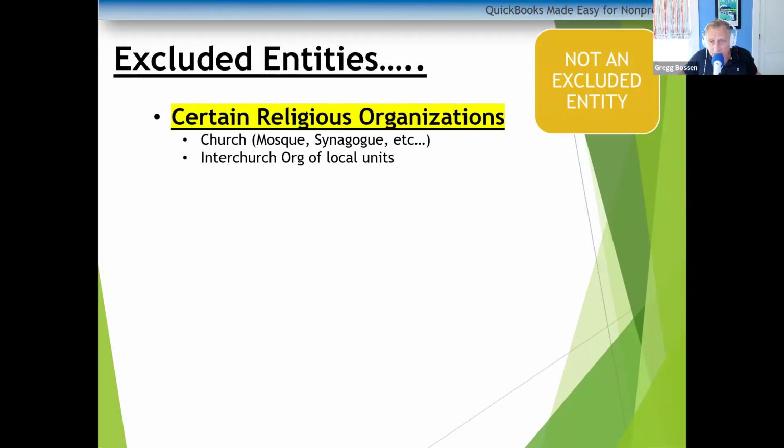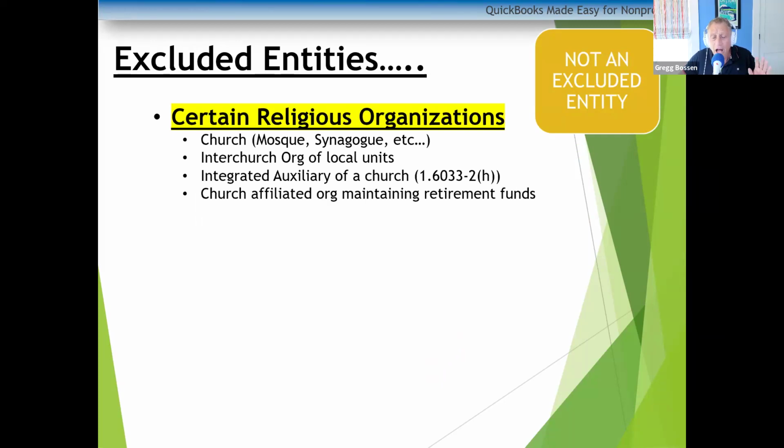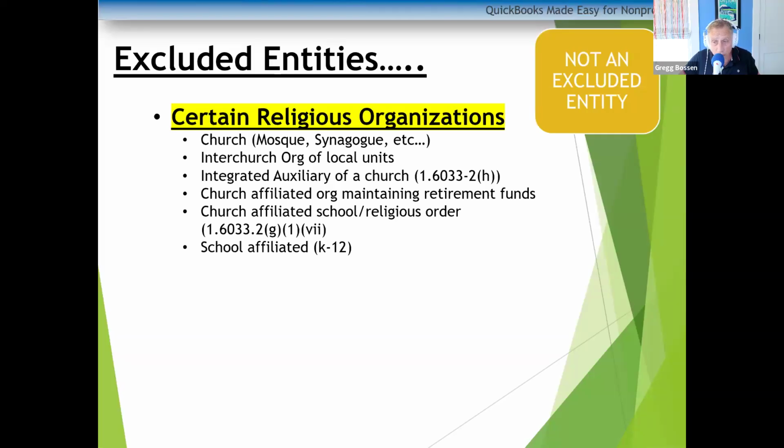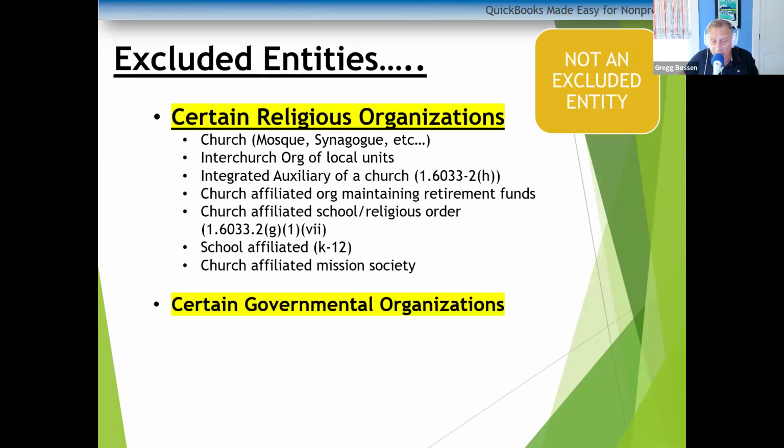But not only the church itself, but other organizations that are connected or associated with the church, like an interchurch org, an auxiliary of the church, an affiliated organization that maintains the retirement funds for a church, a religious order, a school, K through 12, an affiliated mission society, all of these. There are also certain governmental organizations and certain political organizations that are also excluded from filing the traditional 990 or the other two possibilities.